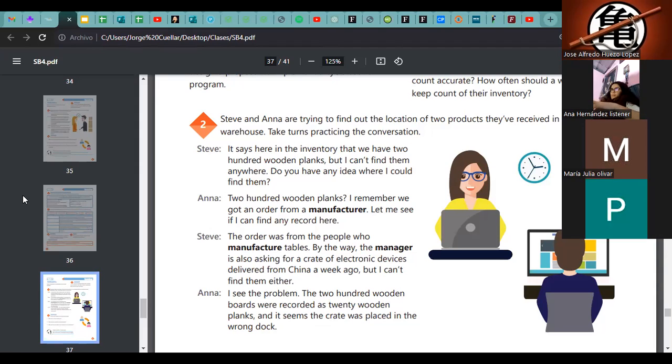So the next one is Ana Hernandez and Maria Julia. Okay, yes, I am ready. It says here in the inventory that we have 200 wooden planks, but I can't find them anywhere. Do you have any idea where I can find them?